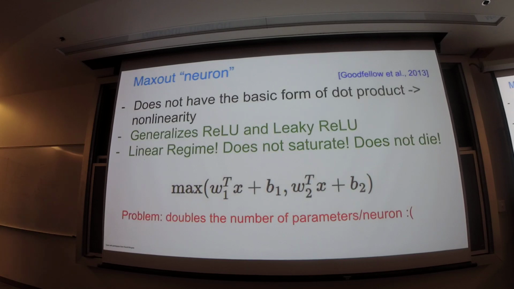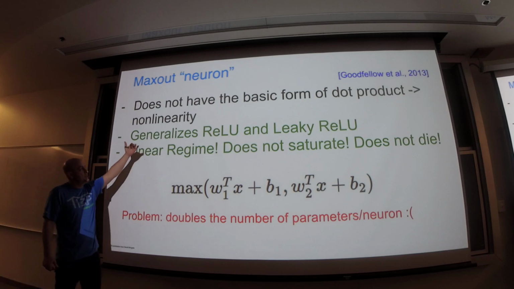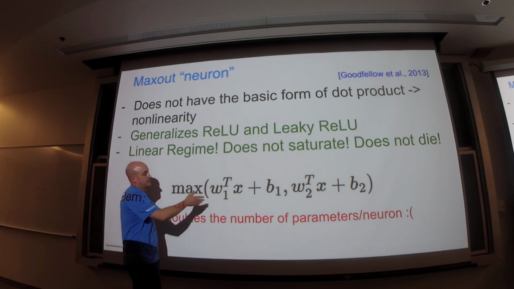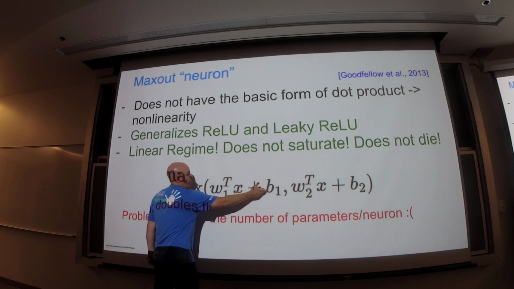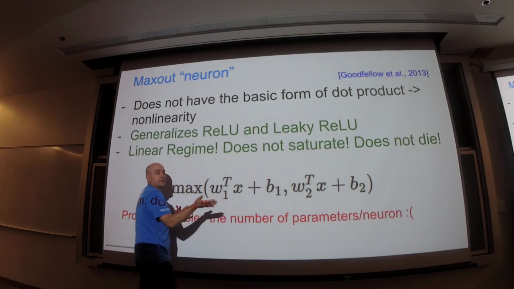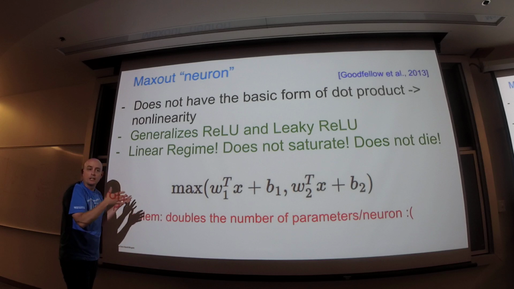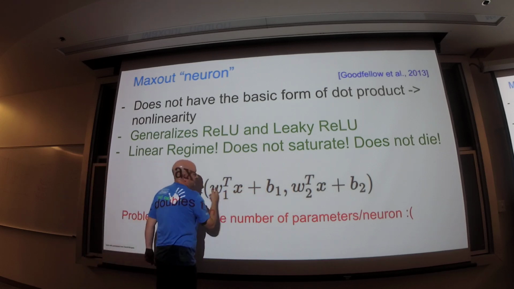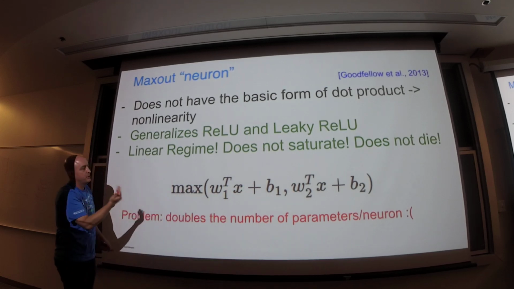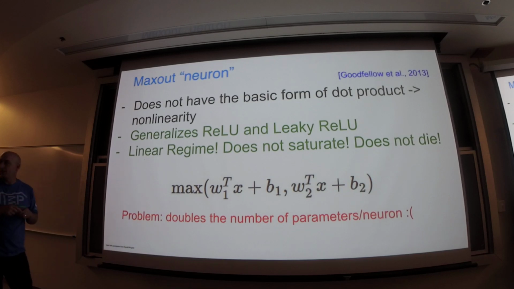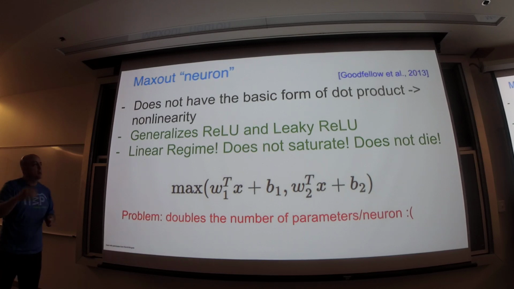Maxout. Yeah, Maxout's kind of interesting because this does generalize ReLU and Leaky ReLU, right? In the sense that if this weight and this bias are 0, this is a 0. So that looks like ReLU. If this is a 0 and this is 0.01 like we saw before, that's part of the family of Leaky ReLU. So you can learn those activations along the way.